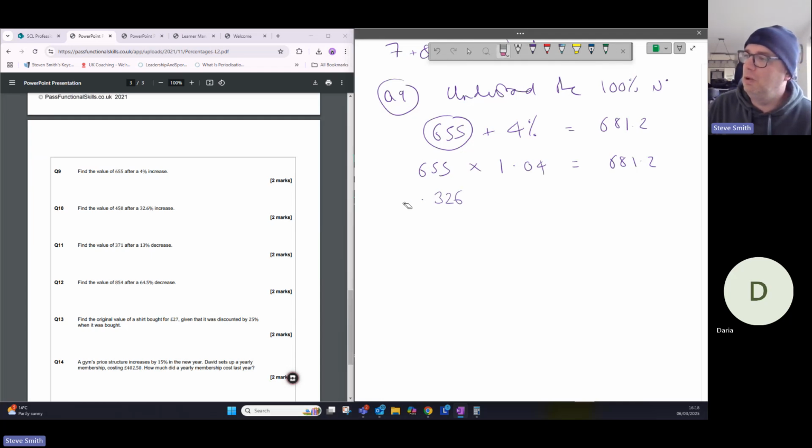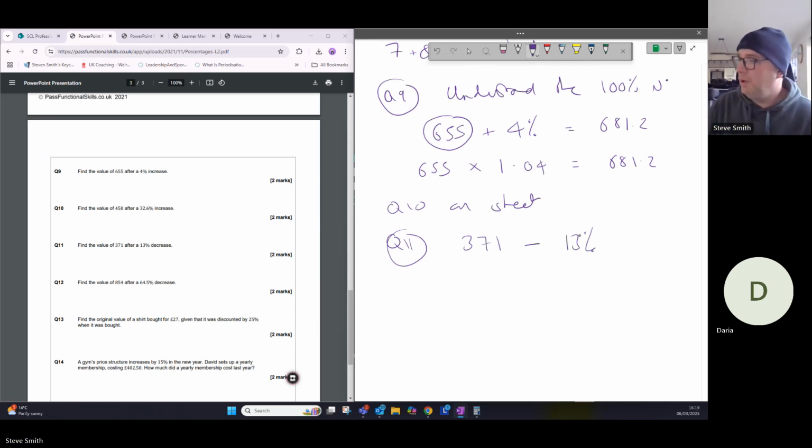So I'm not going to do that one. I want to look for a decrease one. So let's look for a decrease one. So we've got a decrease one here now. So we're going to go Q10 on sheet, Q11. Right, find the value of 371 after a 13% decrease. So 371 minus, because we're decreasing 13%.